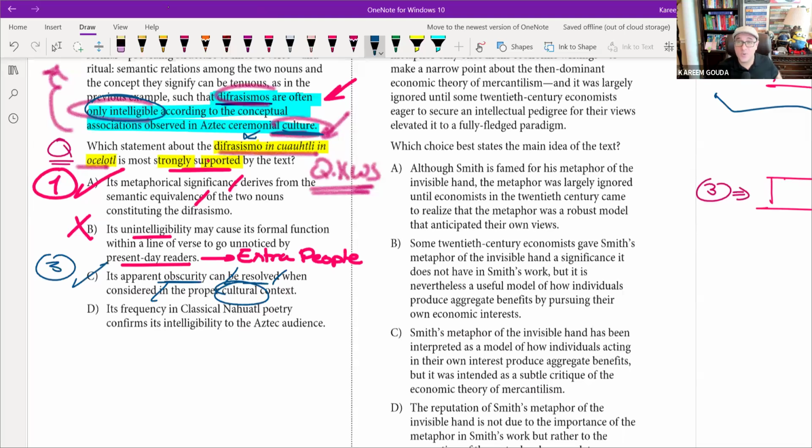D: Its frequency in classical Nahuatl poetry confirms its intelligibility to the Aztec audience. Aztec audience are extra people. So wow, look here, guys. What did I just do? I actually eliminated B and D because they had extra people, people who are not in the passage in the citation. And I kept A and C because A was number 1, the first part we talked about differencismo, and C was number 3, the last part where we talked about differencismo.